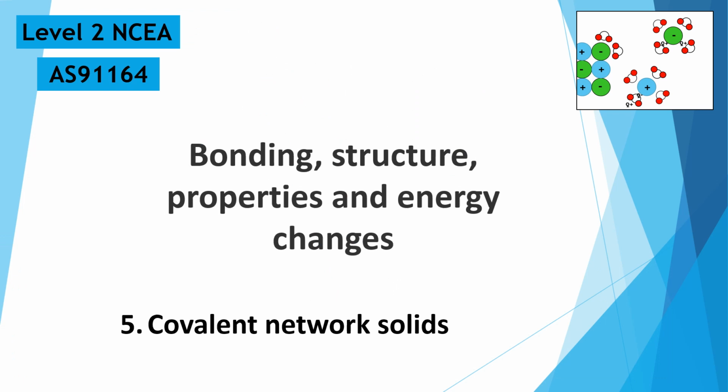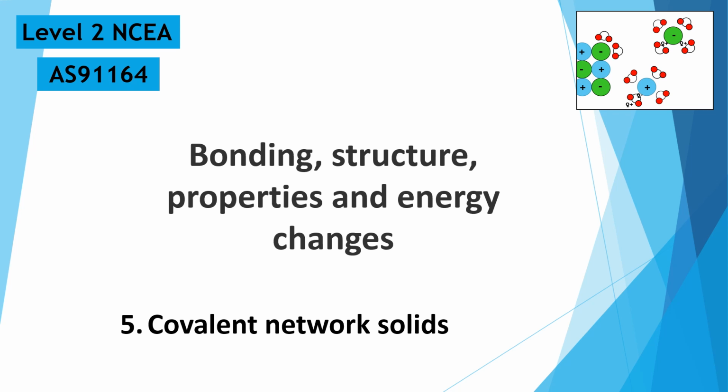So the next type of solid we're going to look at is covalent network solids. They are regular 3D networks of atoms held together by covalent bonds. They're actually one giant molecule that you can see with your eyes. There are only three types that we need to know about: diamond, graphite or graphene, and silicon dioxide or quartz.